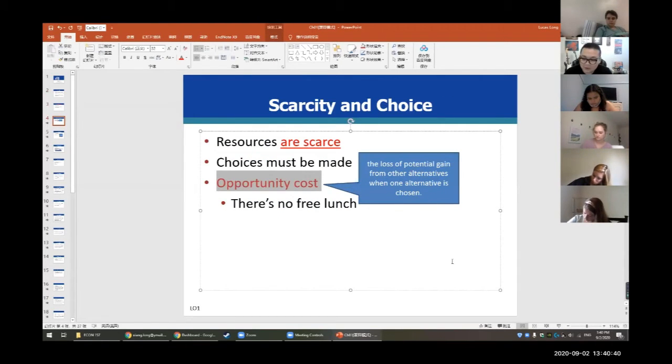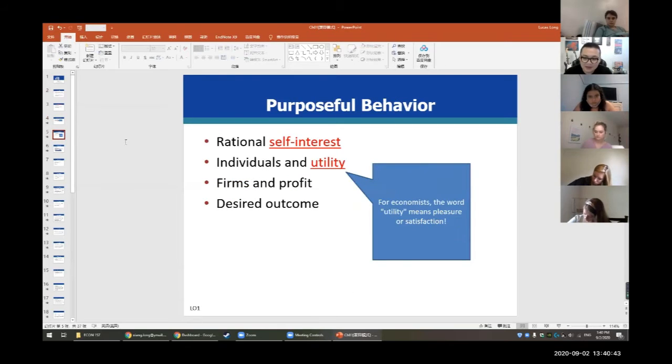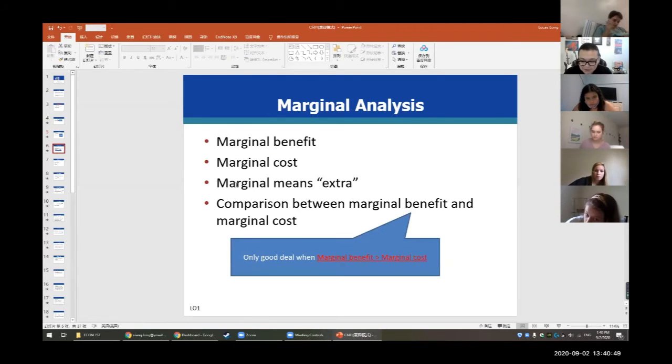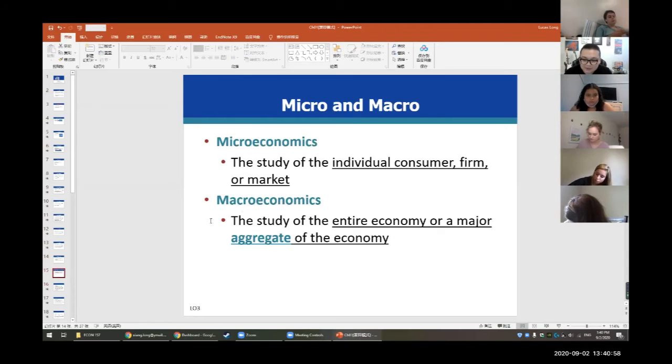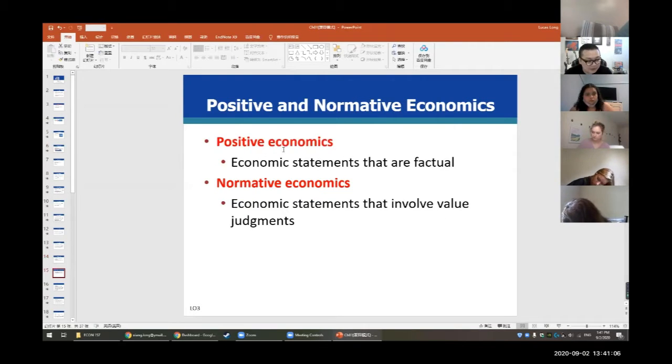Okay, what is opportunity cost? What is utility? Utility means pleasure and satisfaction. And the one and only golden rule: the marginal benefit larger than marginal cost. Okay, you need to know that. And next, you need to know the difference between micro and macroeconomics, and the difference between positive economics and normative economics.